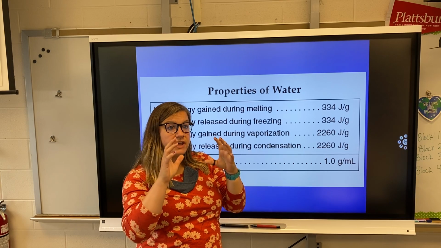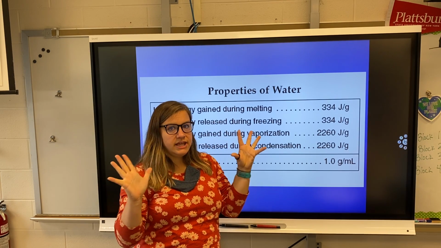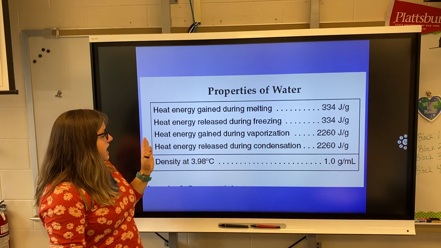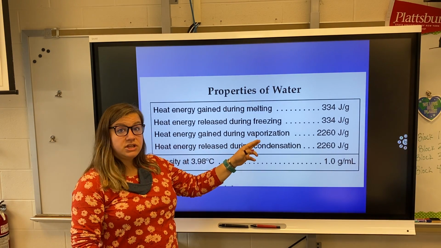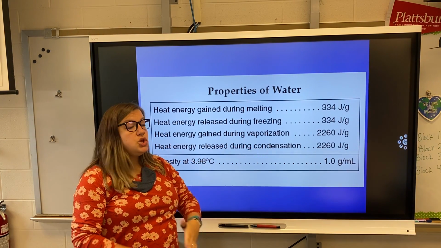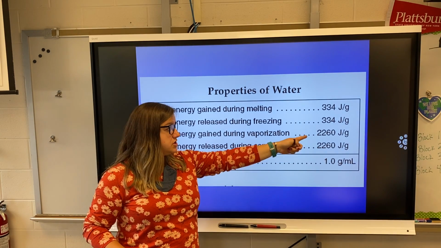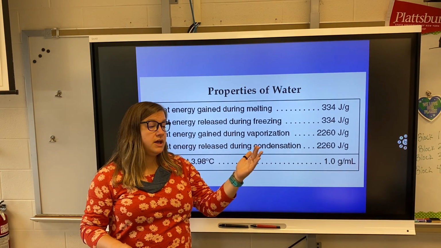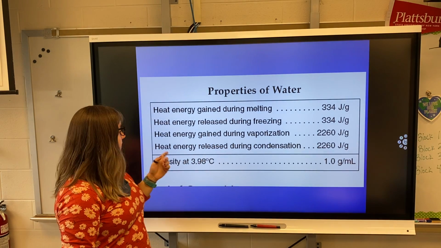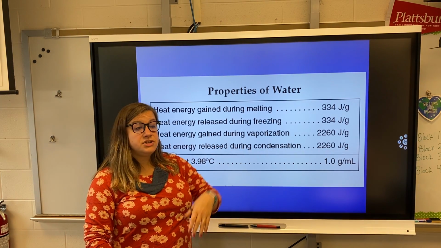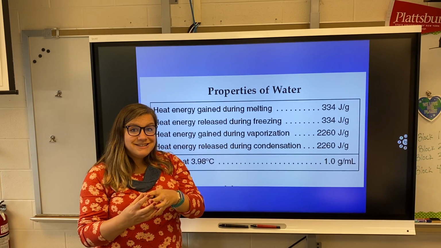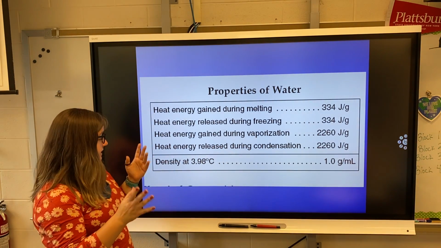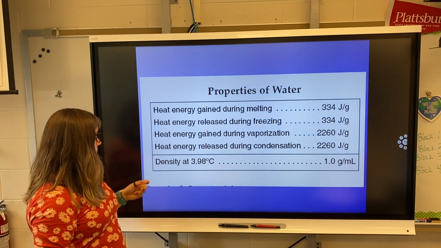So when water is starting to freeze, it's losing heat energy, and it's going to lose about 334 joules per gram. Then with evaporation, going from a liquid to a gas, you need way more energy for that to happen. You need 2,260 joules per gram for water to go from a liquid to a water vapor, to evaporate. And then heat energy is released during condensation, so going from vapor to being condensed, it's going to release that energy back out into the atmosphere.